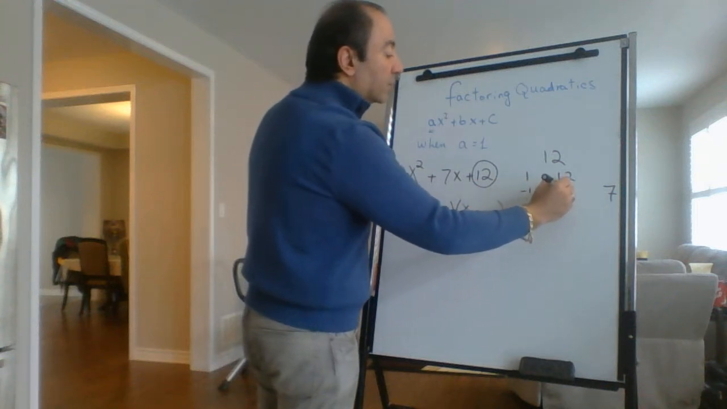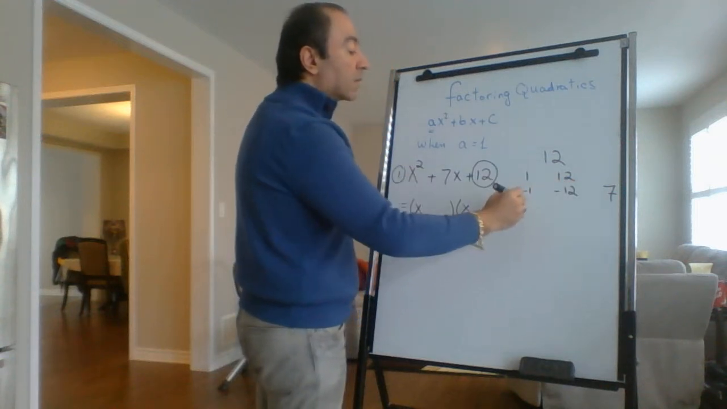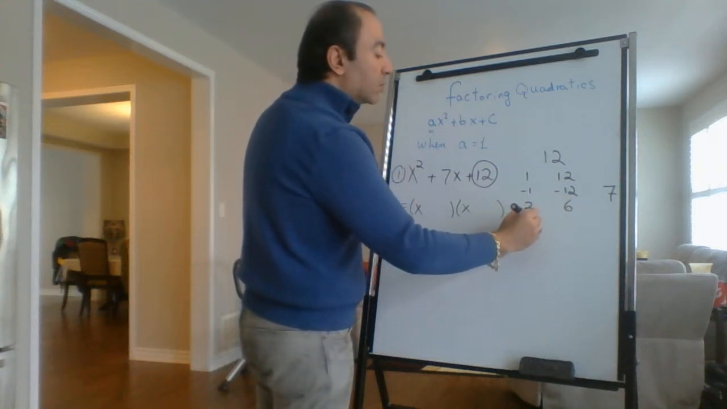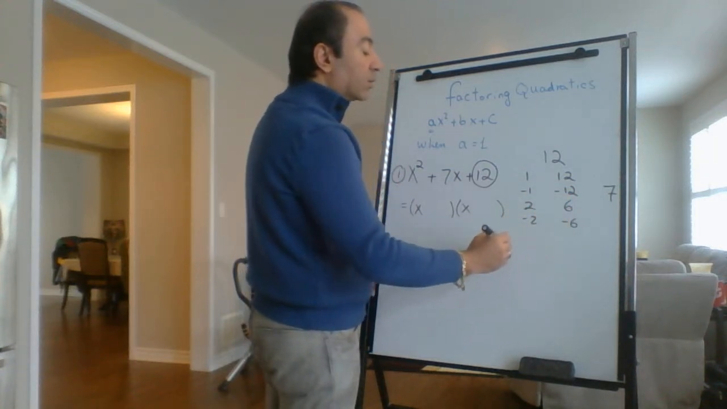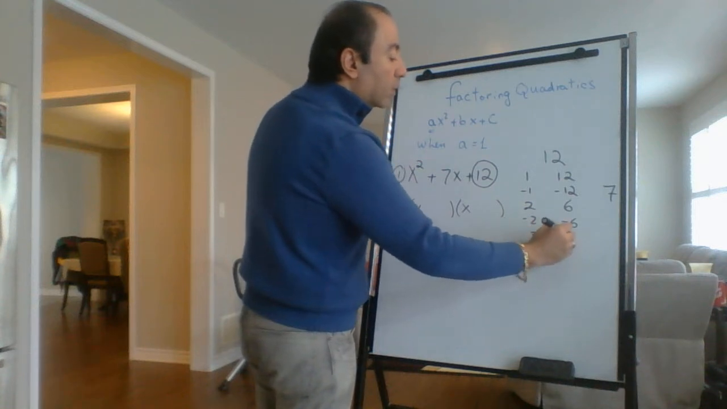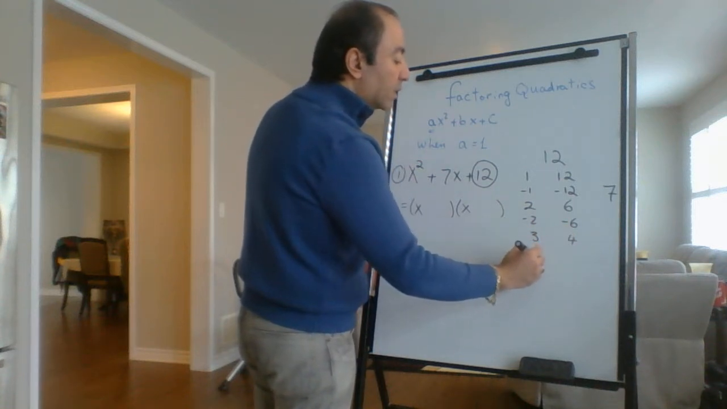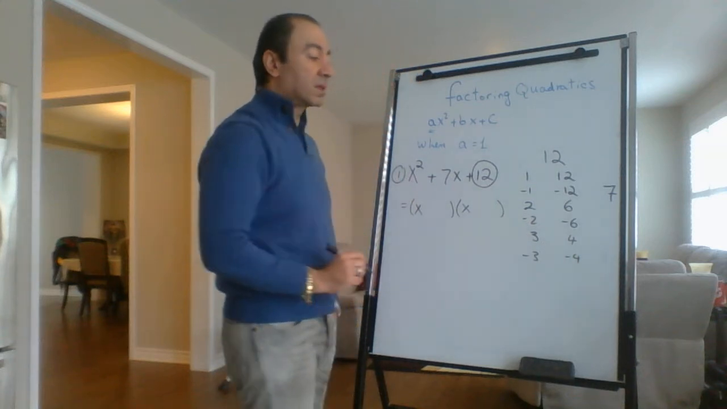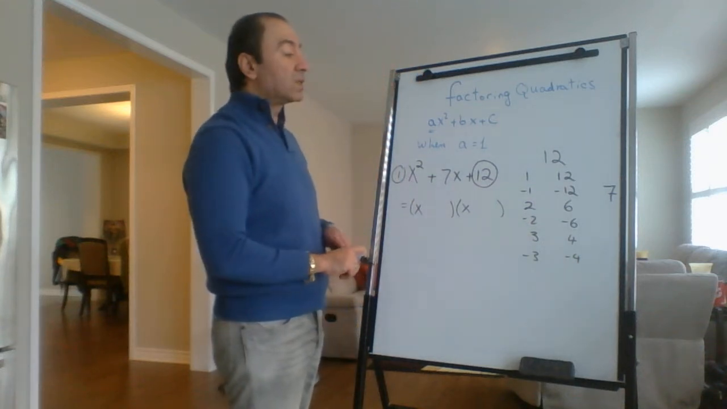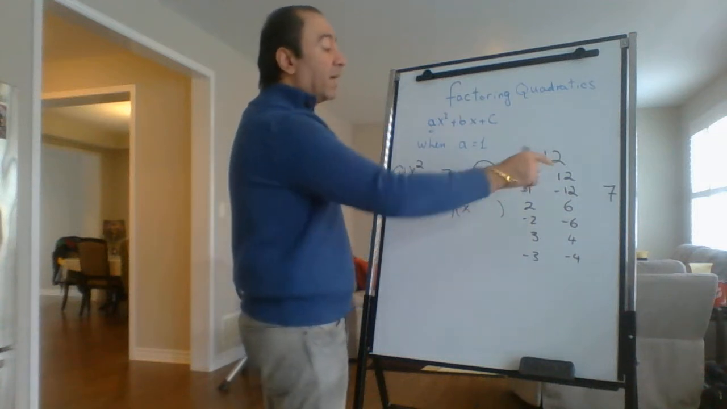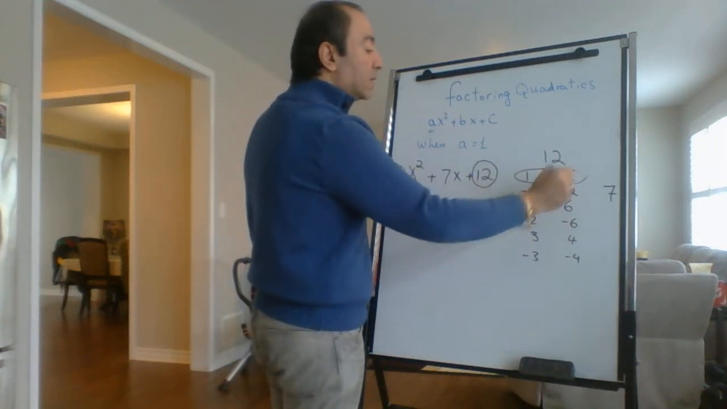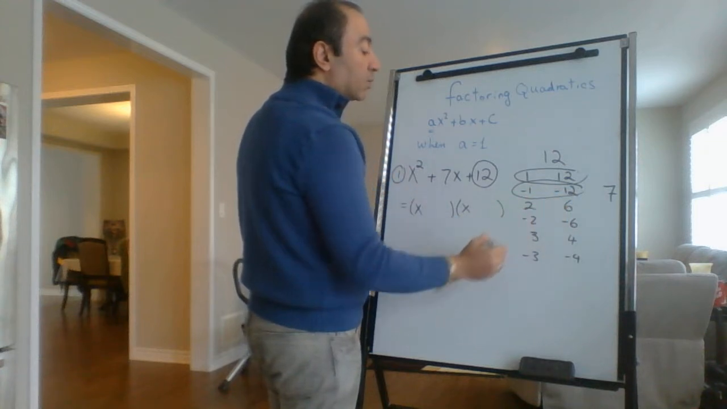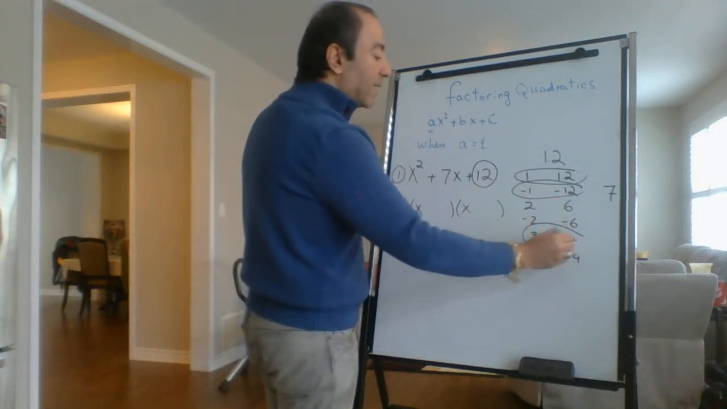Negative 1 and negative 12 are factors. 2 and 6 are factors. Negative 2 and negative 6 are factors. 3 and 4 are factors. Negative 3 and negative 4 are factors. I think that's it. Now we need to see which pair will add to 7. This adds to 13, this adds to negative 13, this adds to 8, this adds to negative 8, this adds to 7.